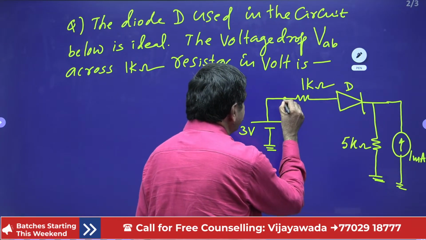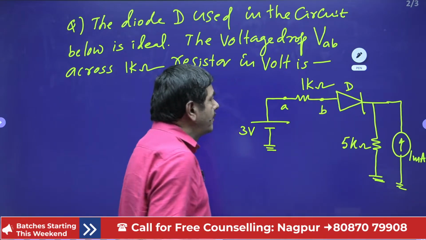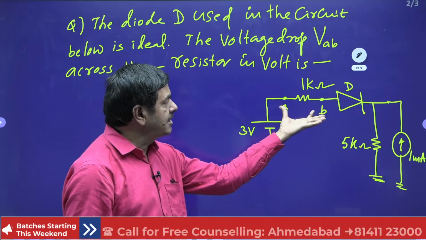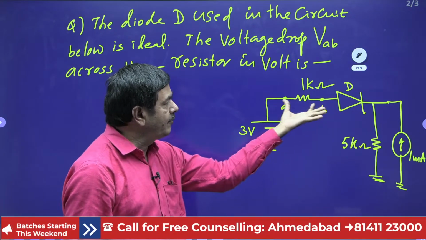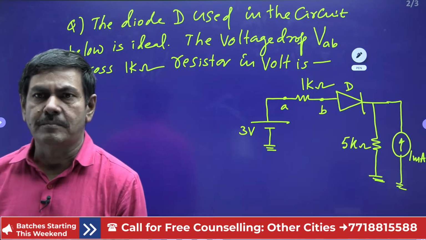This point is given A. This point is given B. But the question is asking to find the voltage across this AB. V_AB I want. It is nothing but the voltage across the 1 kilo ohm.